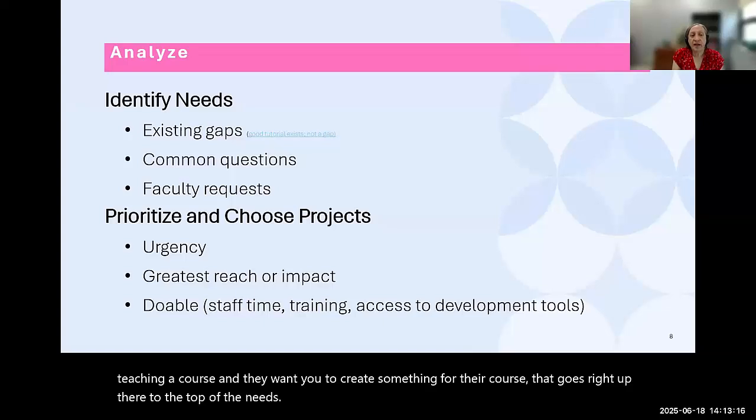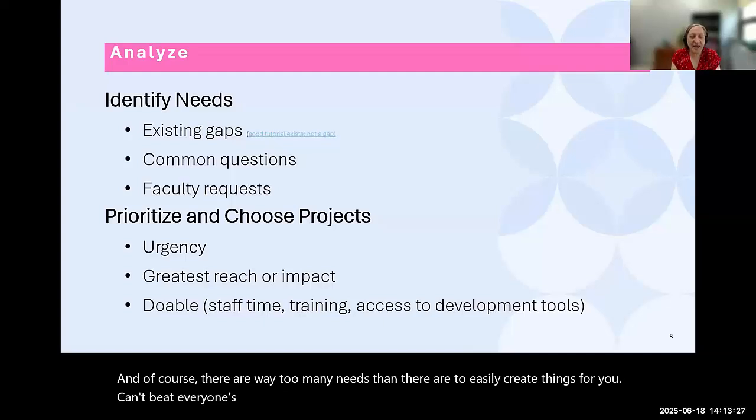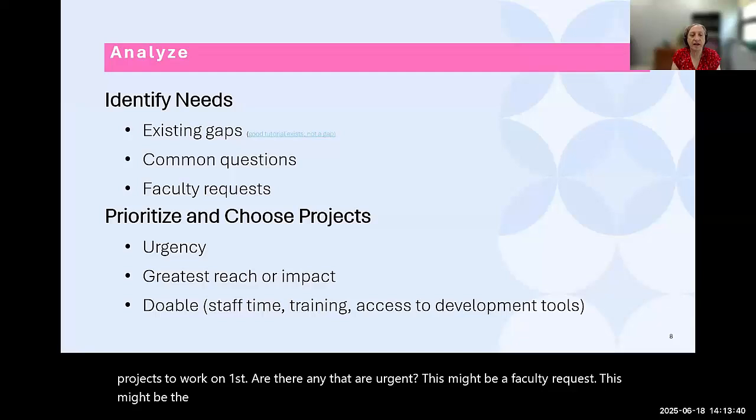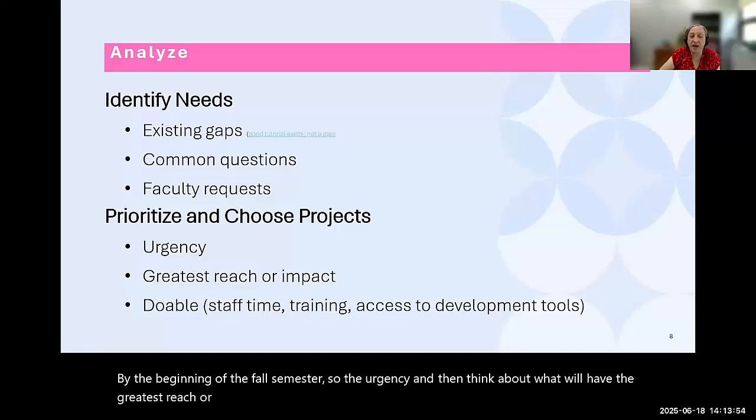And of course, there are way too many needs than there are to easily create things for. You can't meet everyone's needs all the time. So then you need to prioritize and choose the projects to work on. First, are there any that are urgent? This might be a faculty request. This might be the course is starting in the beginning of the fall semester. You need to have the tutorial finished by the beginning of the fall semester. So, the urgency.